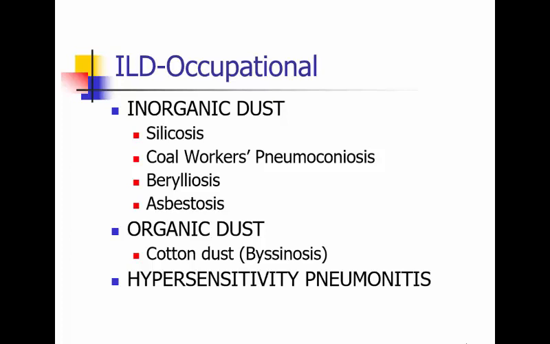We have the inorganic, we have these four: silicosis, coal worker pneumoconiosis, berylliosis, and asbestosis as well. Okay, there is a specific condition which we put under occupational, which we call hypersensitivity pneumonitis, and I'm going to tell you how to diagnose each one in an easy way.